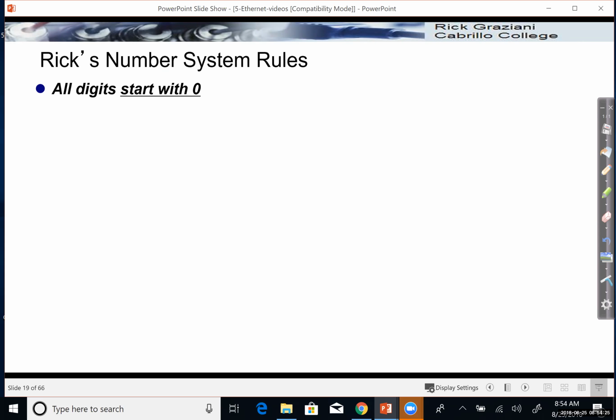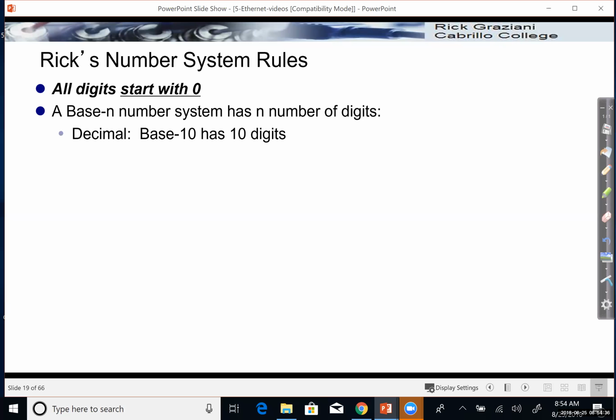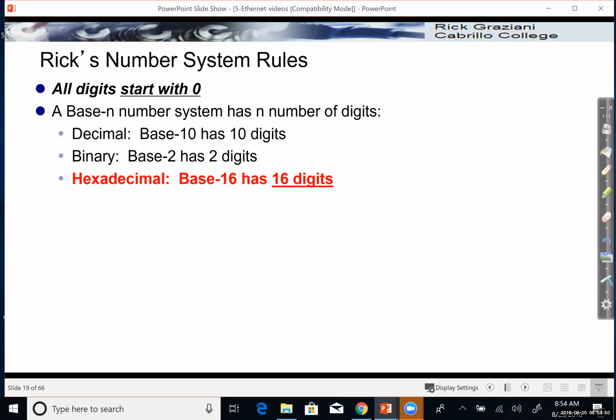First of all, think all digits start with 0, okay? Whatever base number system we're talking about has that base as its number of digits. For example, decimal is base 10, so it has 10 digits, starting with 0. Binary, base 2, has 2 digits, starting with 0. And hexadecimal, which we're talking about here, is base 16 and has 16 digits, starting with 0.